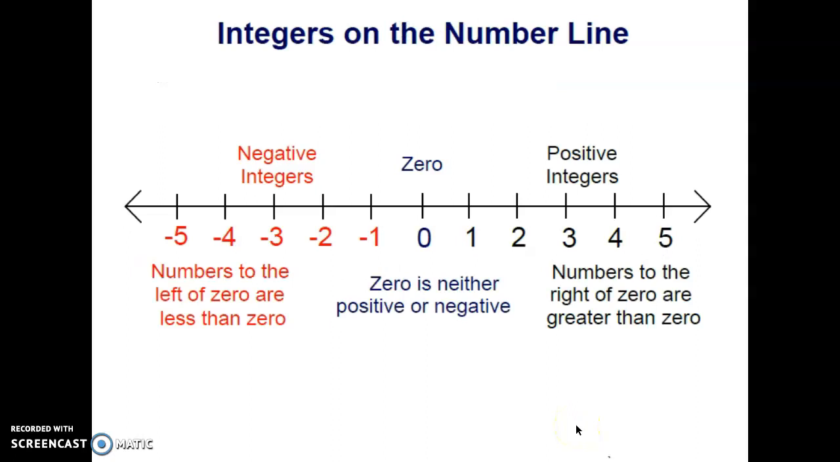Integers on the number line. So we have 0. It's neither positive nor negative. Then we have positive integers from 0 to 5, and our negative integers will go below the 0.